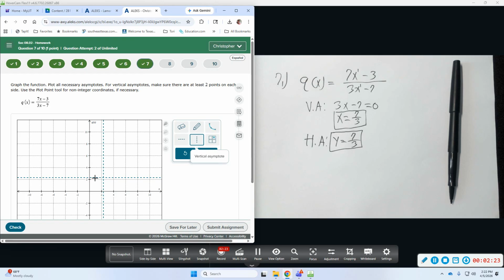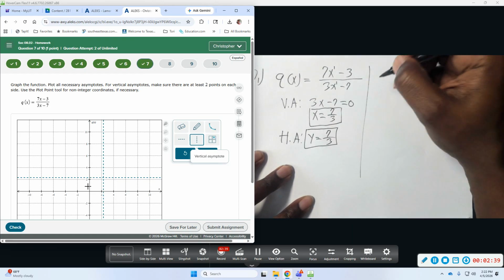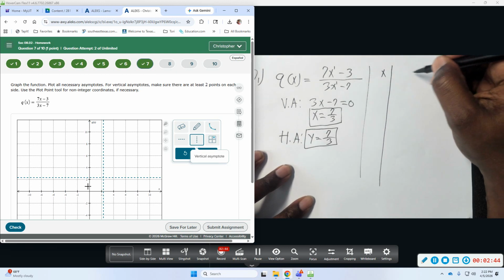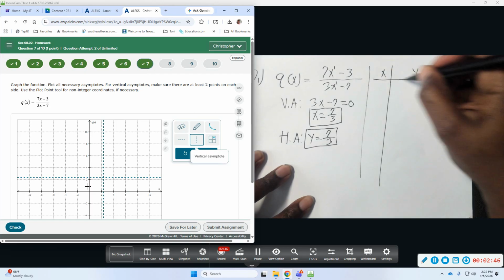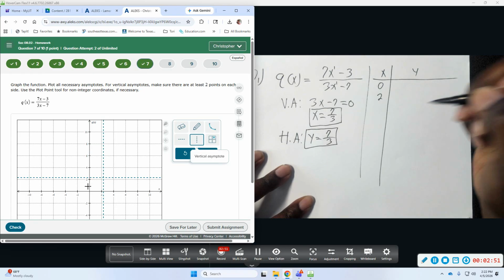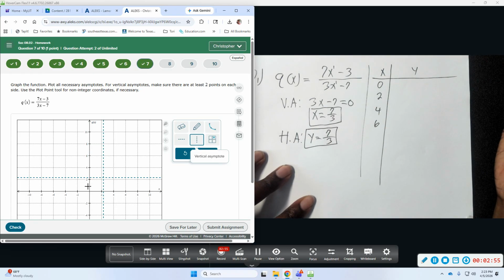And then on the other side of the vertical asymptote, because it says pick at least 2 points on each side, I'm going to pick positive 2 and 0. So those are going to be the numbers we're going to use. So I'm going to come over here, x equals, and then we're going to have our y value, which I'll have to work out. So I'm going to do 0 and 2 on the left side, and then 4 and 6 on the right side. Just kind of using what they're counting by.